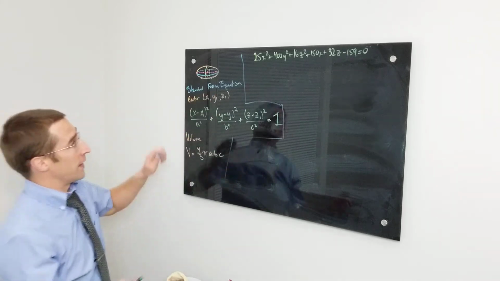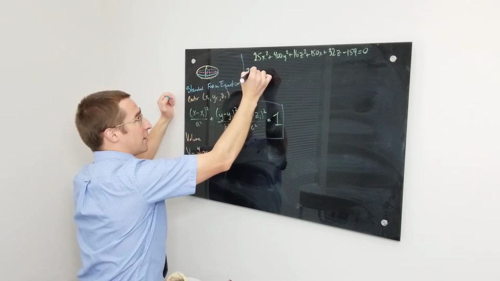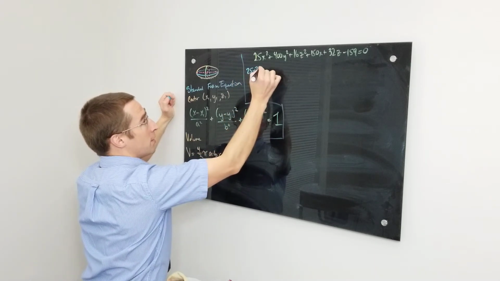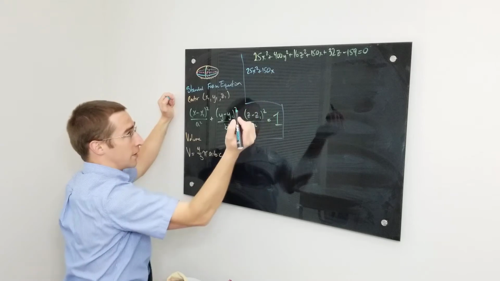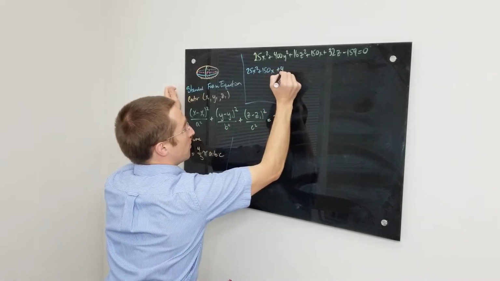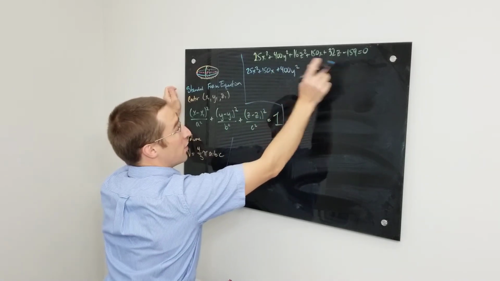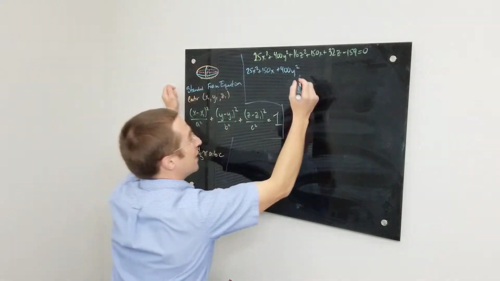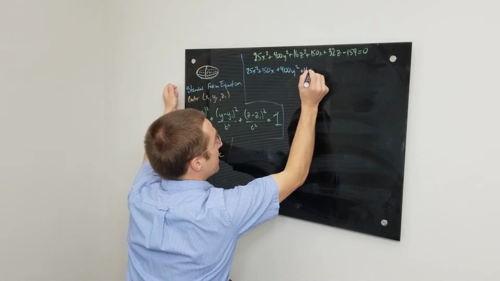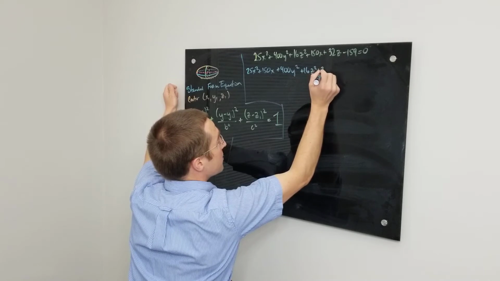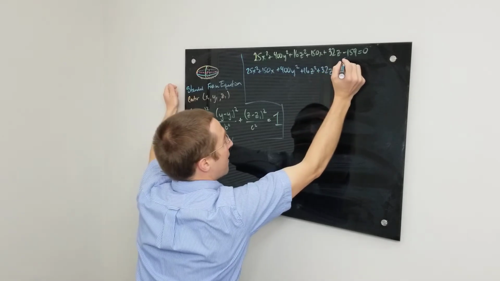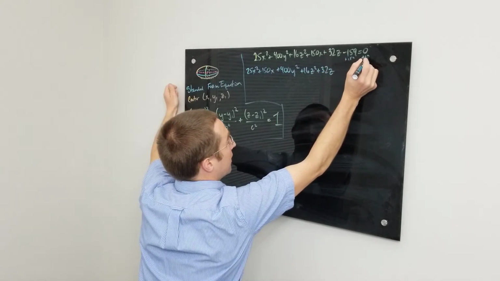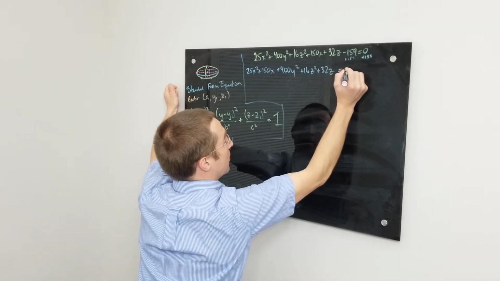So I'm going to look at my x's. I got 25x squared plus 150x, okay? And then plus 400y squared. There are no other y's, so I just leave it like that. And then here I have plus 16z squared plus 32z. And I'm going to add this 159 to the other side. So equals 159.